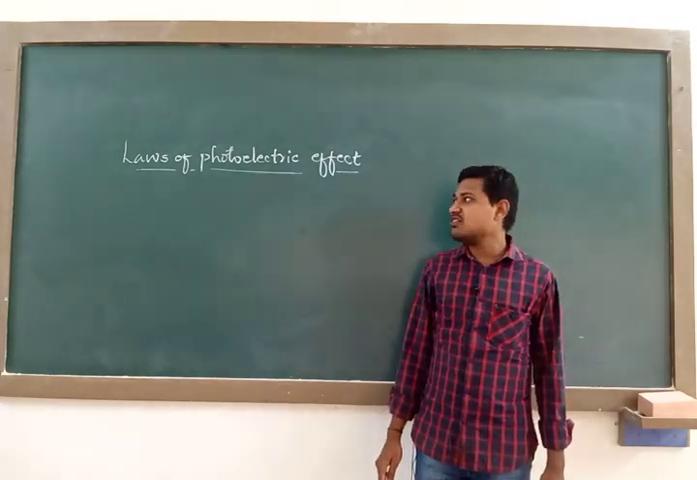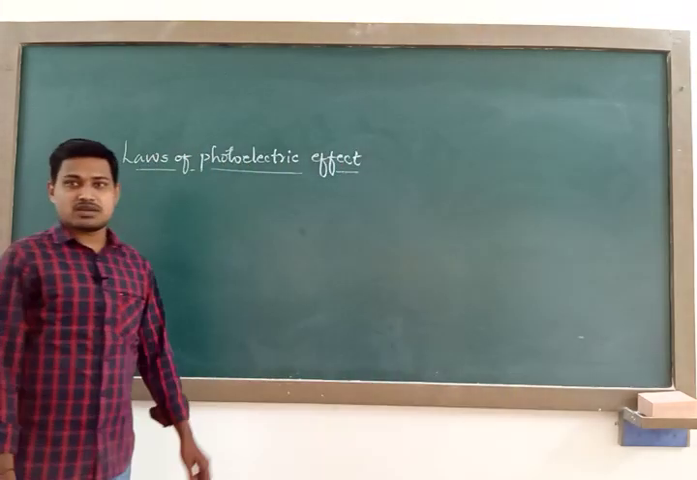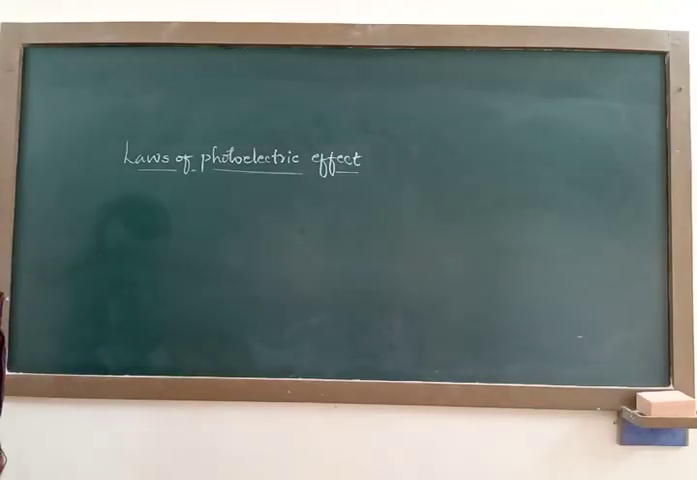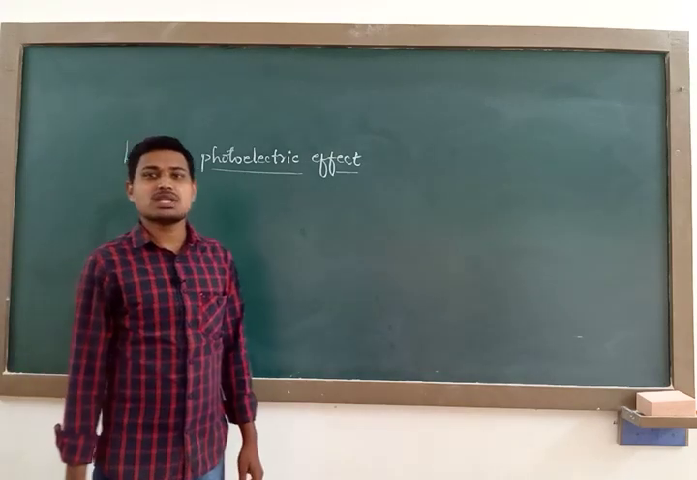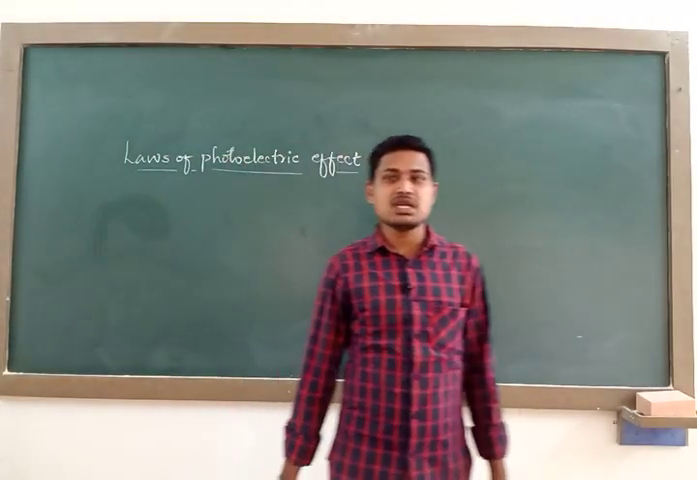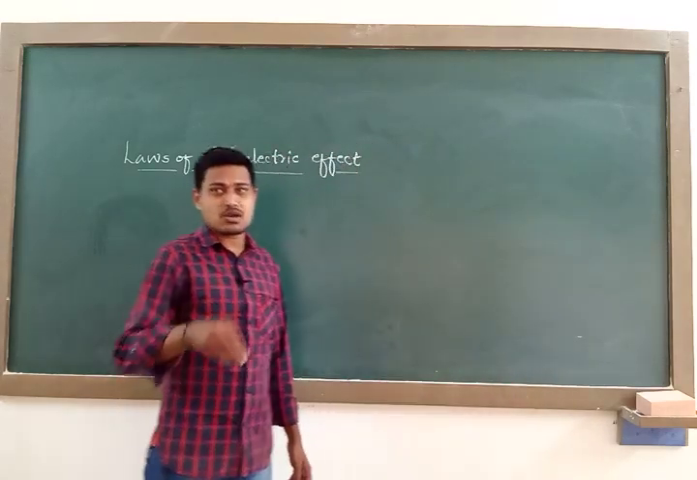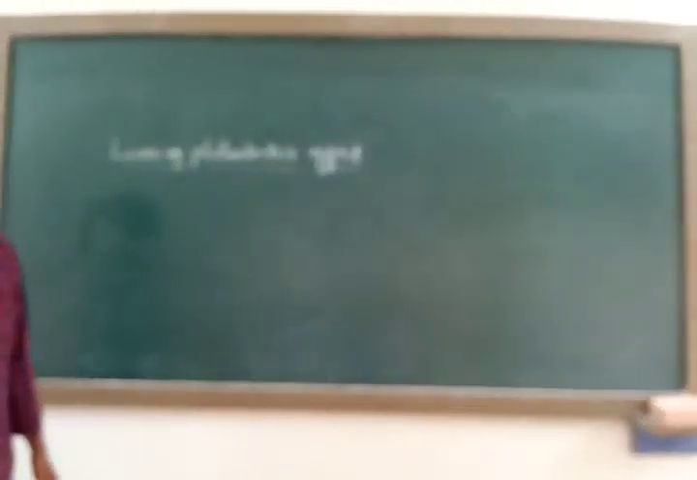So the first law of photoelectric effect: for a given metal, that is, for a given material surface, there exists a certain particular frequency, and that particular frequency is known as the threshold frequency. The first law tells about the existence of a threshold frequency for the metal.